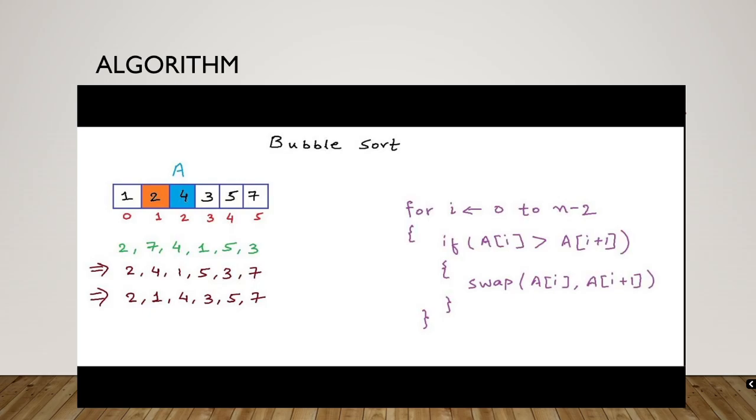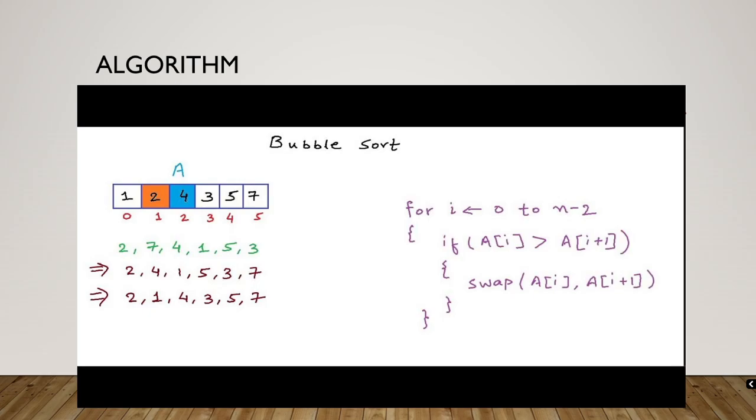Now this is the bubble sort algorithm: for i equal to 0 to n minus 2, if a of i is greater than a of i plus 1, then I have to swap a of i with a of i plus 1. So I have given a very simple thing. This is how the bubble sort works. I hope this is also clear. Bubble sort is a very easy thing.